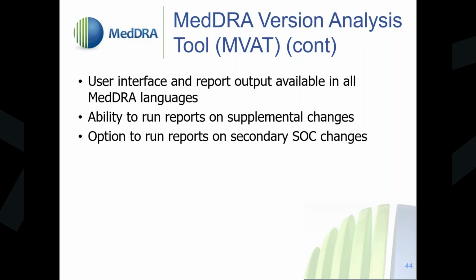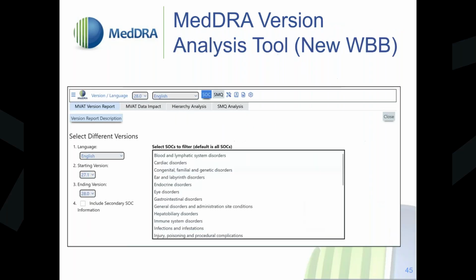So I can actually check right now. We are at version 28.1. We're looking for version 29. I can run an impact report or a version report in that tool and ask the tool what's going to change between 28.1 and 29, and the tool will give me all the details. And the tool also allows me to identify impact to data on secondary system organ classes. So that's all available in the MVAT tool.